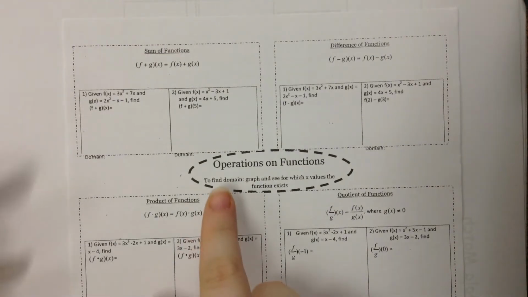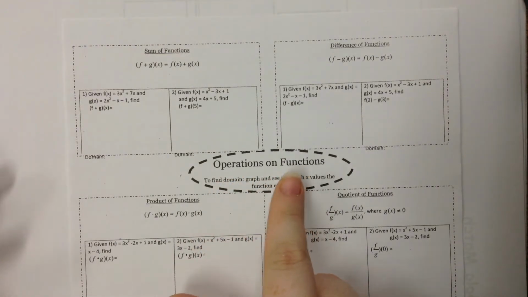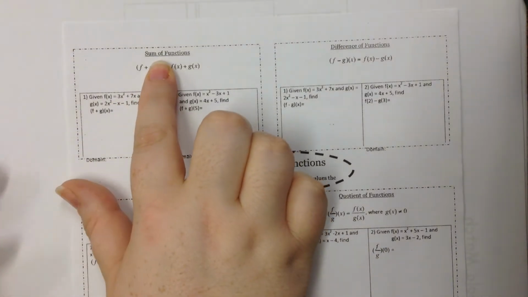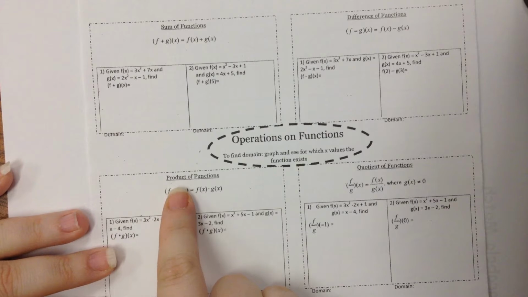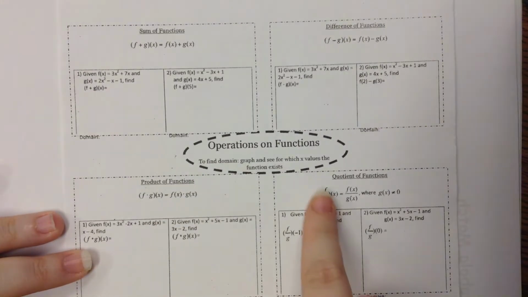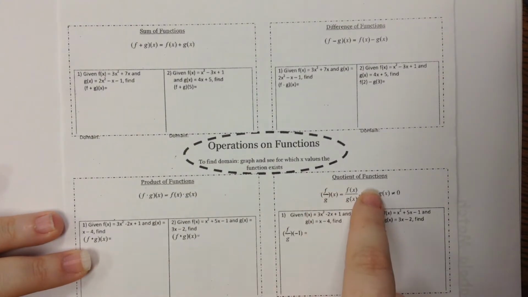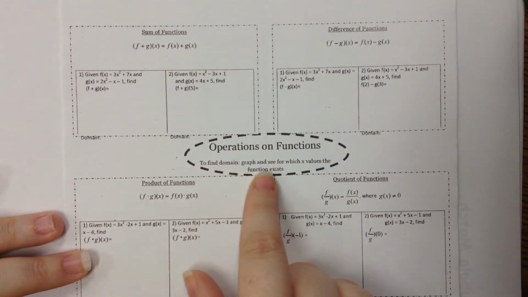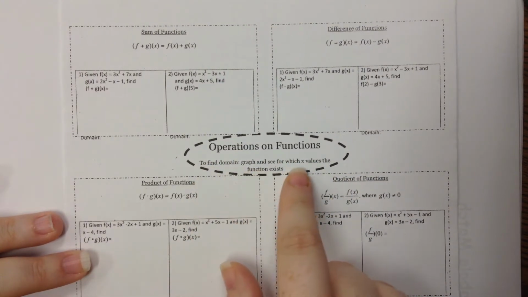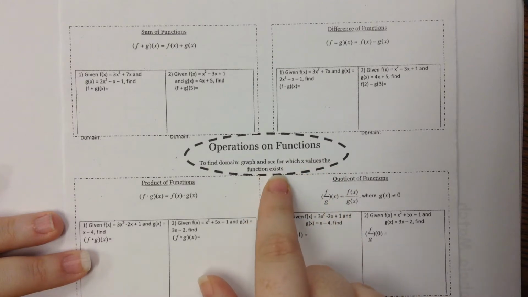This video is showing operations on functions. We're going to do the sum, which is addition, difference, which is subtraction, product, which is multiplication, and quotient, which is division of functions. We will also be finding the domain. So to find the domain, we're going to graph the function and see for which x values the function exists.